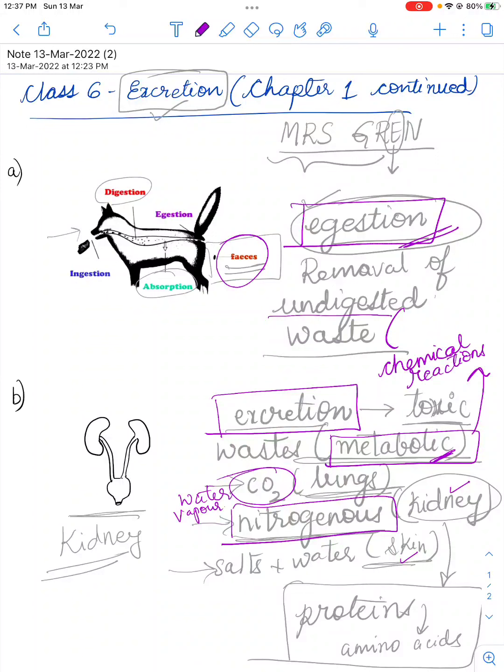Okay, before I close, I would like to reiterate that we have discussed excretion. We know that egestion and excretion are different. We've also understood what metabolic reactions are and how waste products are produced inside the body, that is, because of the metabolic reactions. And what the various types of waste produced might be and how they are excreted.